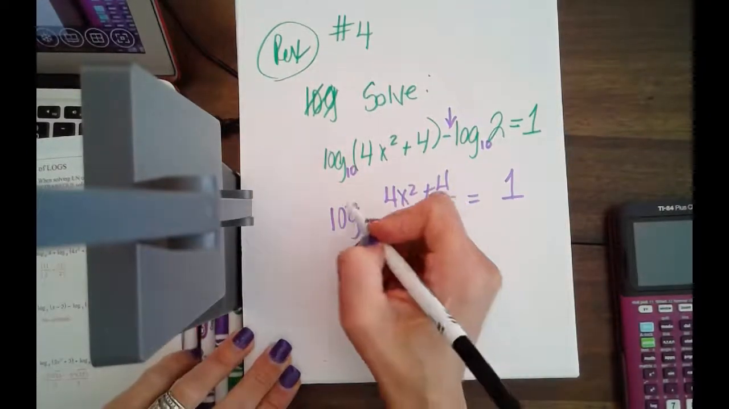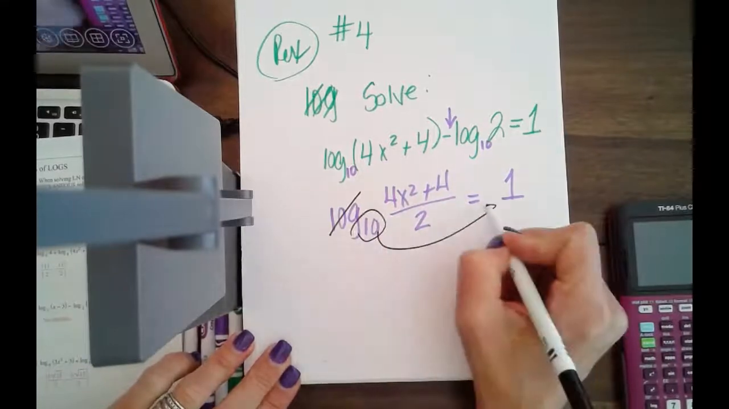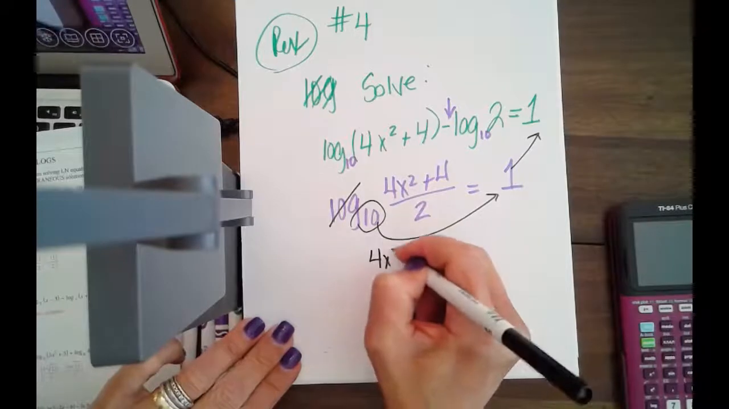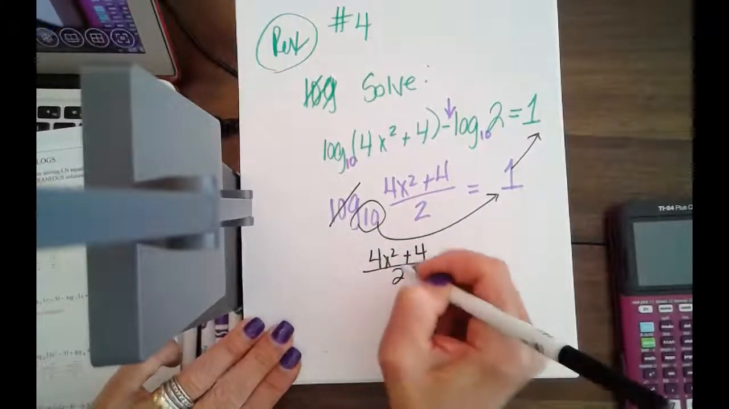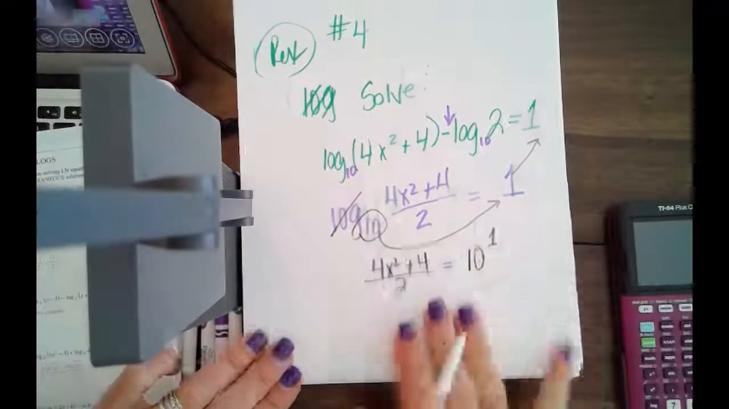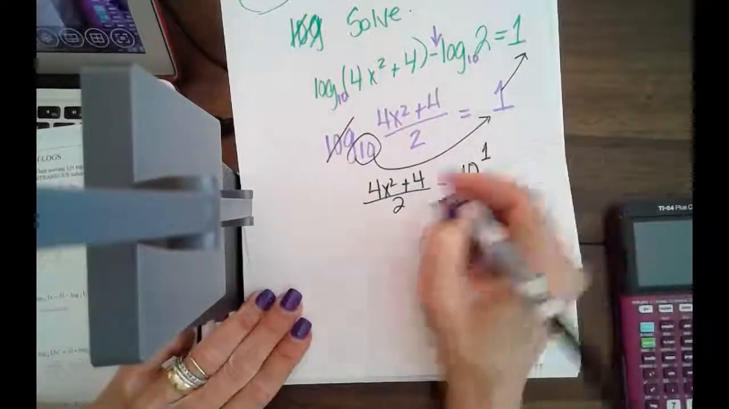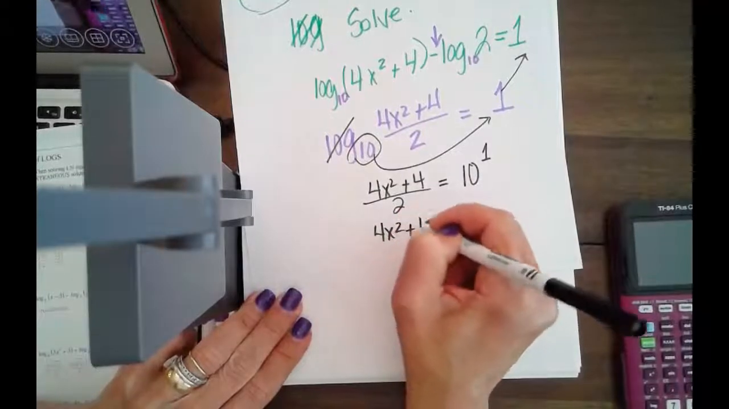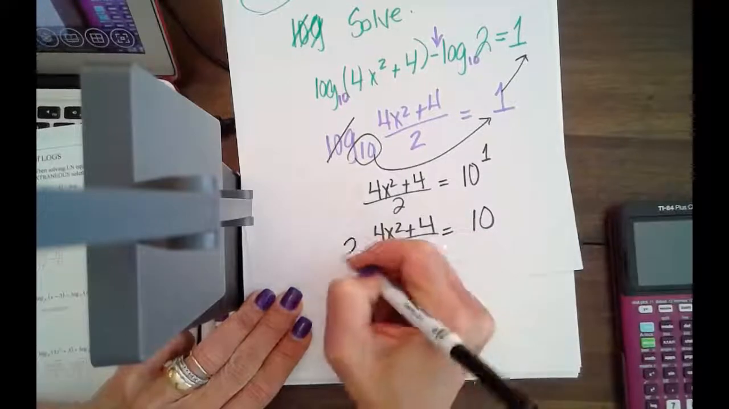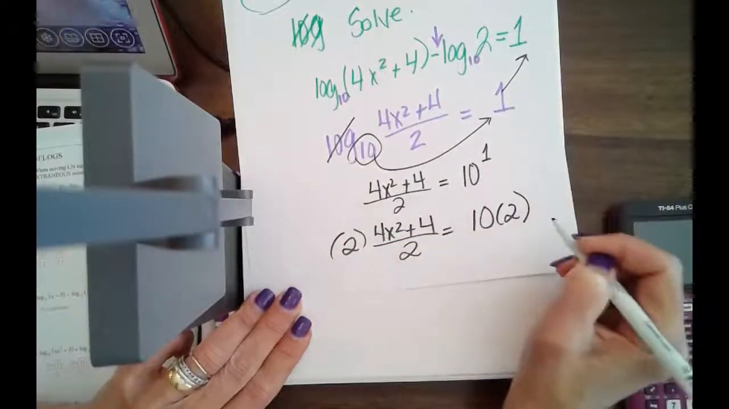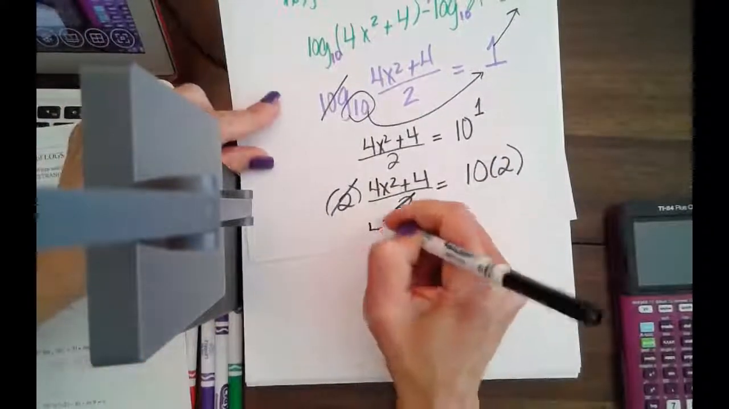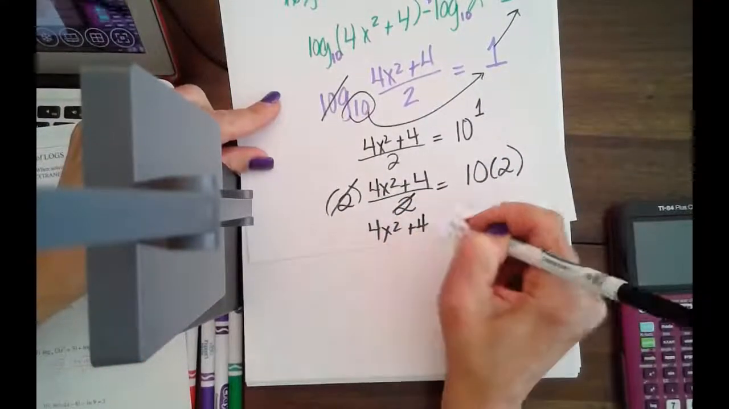So you're going to get rid of that log. This base is going to travel over here and push that exponent up. So you are left with 4x squared plus 4 over 2 is equal to 10 to the first, which you know is just 10. Okay, so you have 4x squared plus 4 over 2 is equal to 10. We want to get rid of the 2, so we're going to multiply both sides by 2. Now remember, you're not raising it to a second power again over here. So 4x squared plus 4 is now equal to 20.